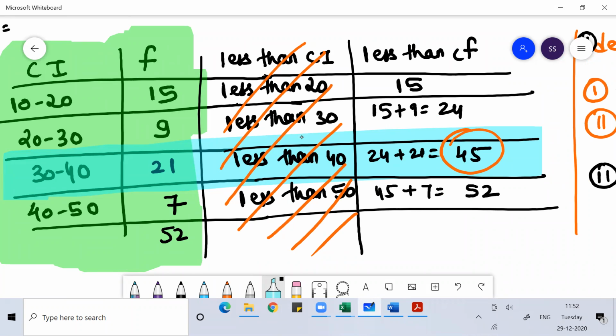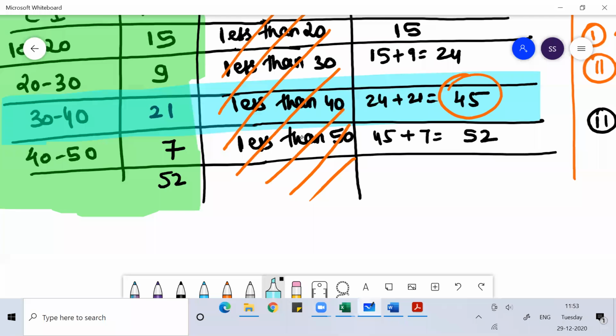Once you get the value 45, it means this is the range you need to figure out. This is the set of data on which you need to work. Once you get the value as 45, this will tell you everything.